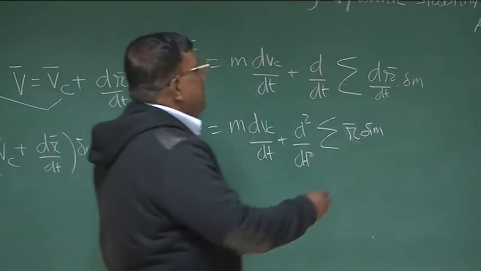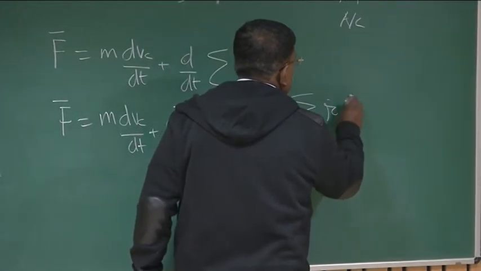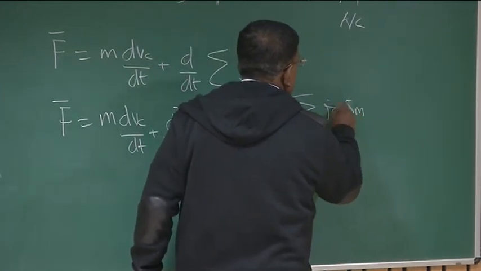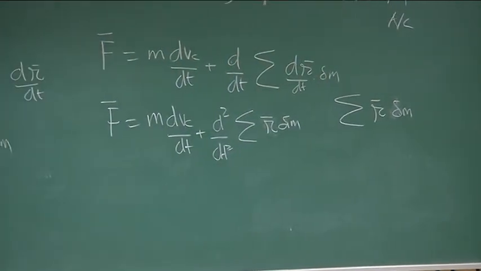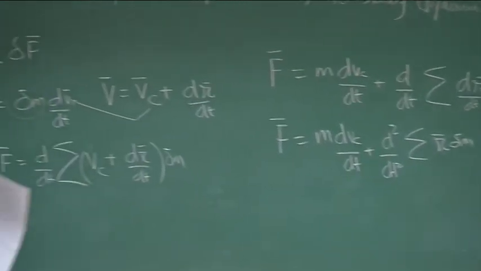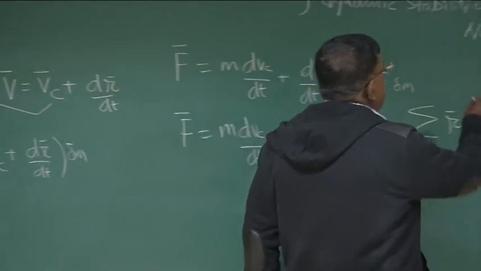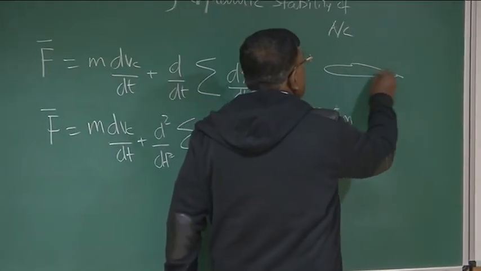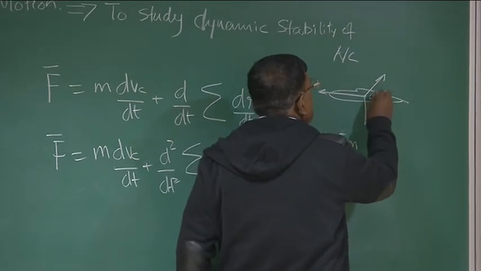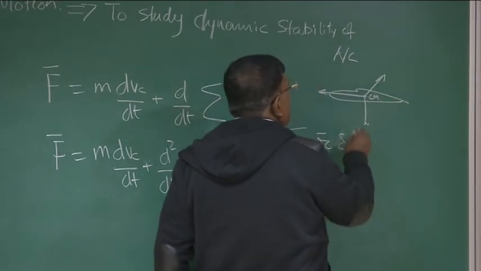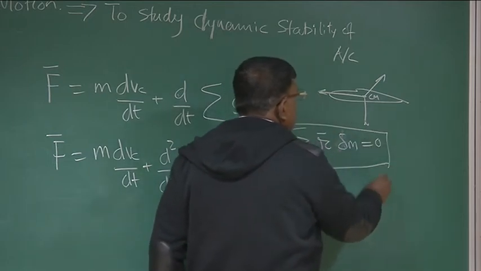What is summation r dm? Please note that we have ensured that the axis system is at CG location, right? So if this is the airplane, then the axis system is at the center of mass. So by this definition, this automatically becomes 0.